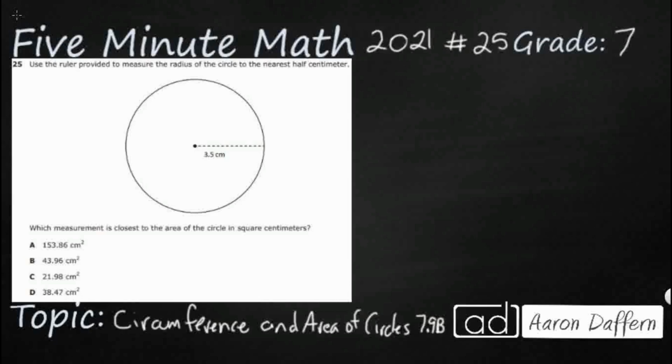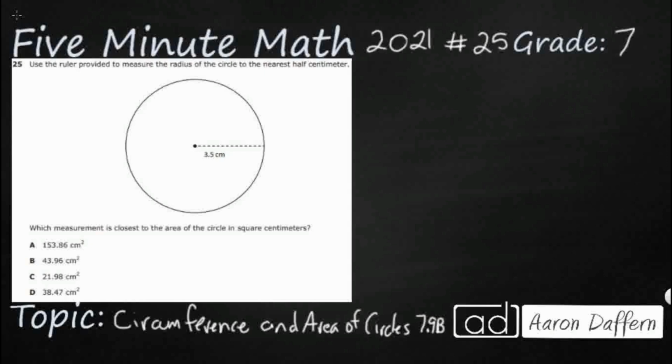Today we are looking at the 7th grade concept of circumference and area of circles. This is standard 7.9b in the great state of Texas, and we are using item number 25 off the 2021 released STAAR test. If you have not done so already, please go ahead and take a moment to pause the video, work this problem out on your own, unpause it, and we will look at our answers together.